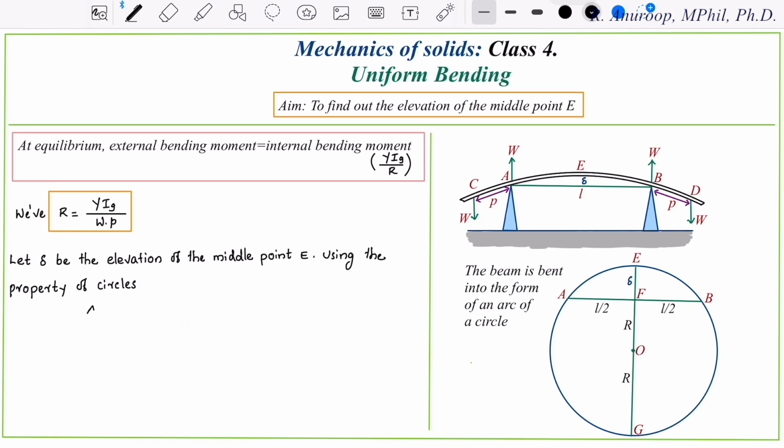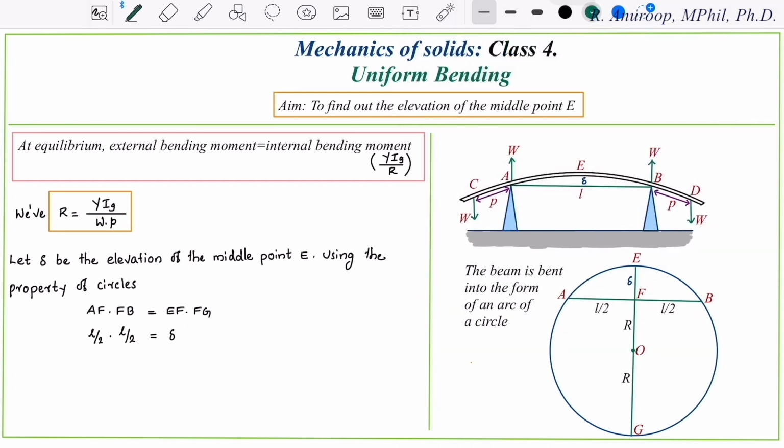From the circle drawn on the right hand side, we can write AF into FB is equal to EF into FG. This is the property of a circle. What is AF? AF is equal to L by 2. FB is also equal to L by 2. Now what is EF? EF is the elevation of the middle point, delta.